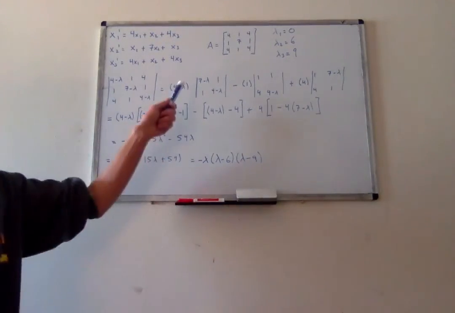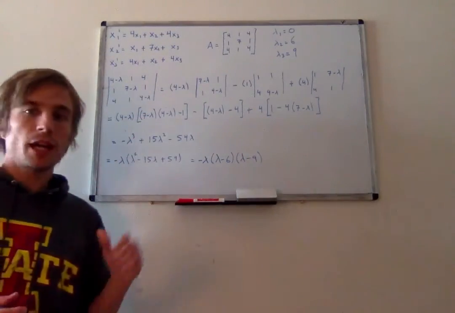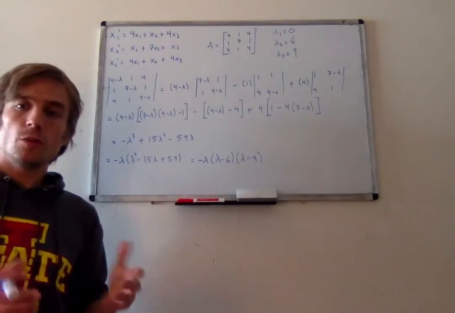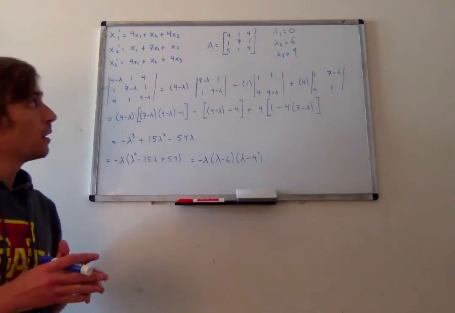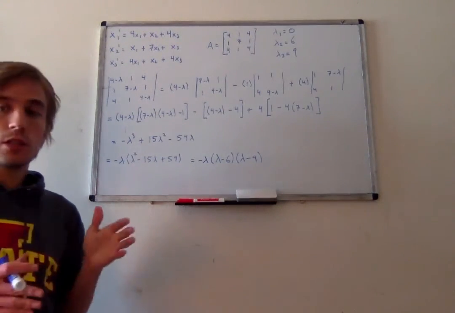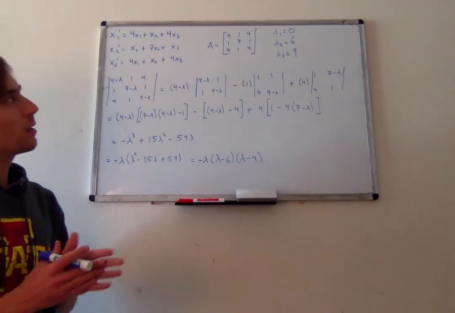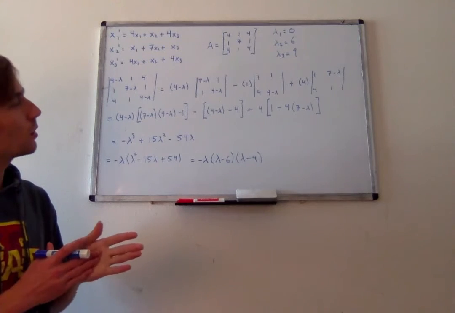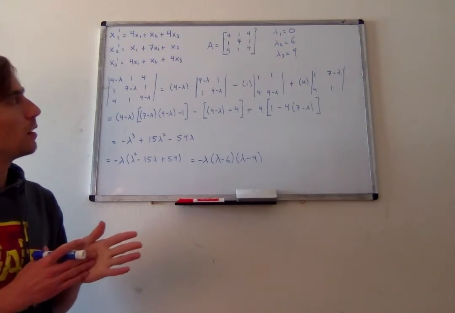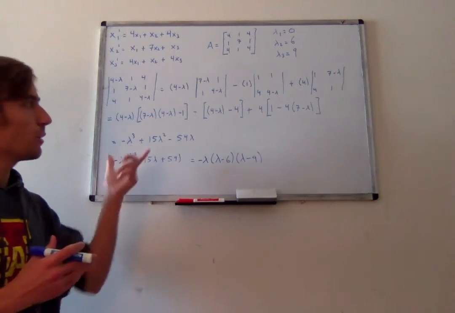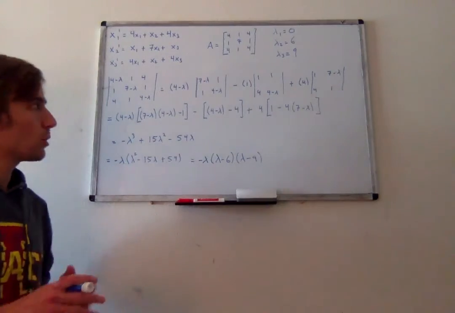So, like I said, we could have guessed 0 and 9 right off the bat. Again, 0 because 2 rows are the exact same, and 9 because the sum of all of the rows is the same. 6, I think, might have been a little harder to guess. So I think it was still worth working through this whole process.